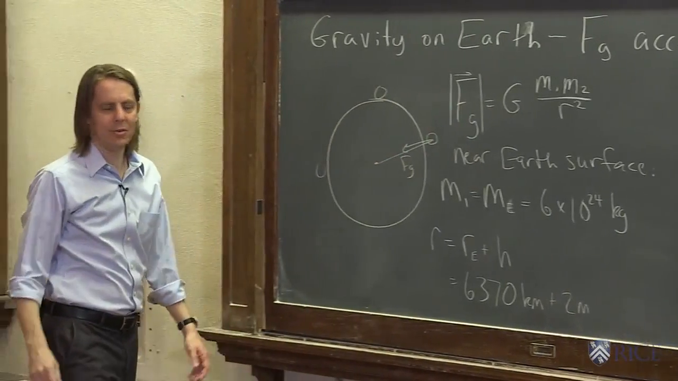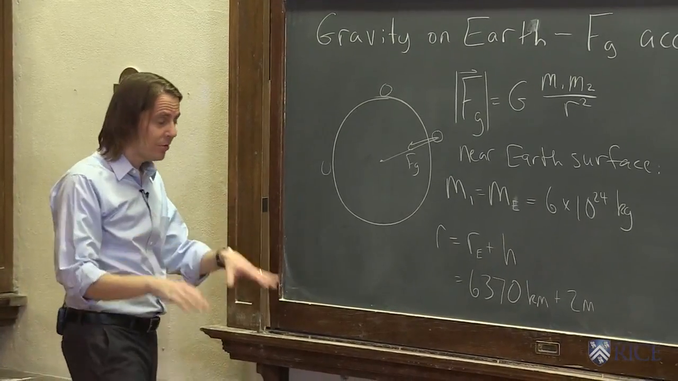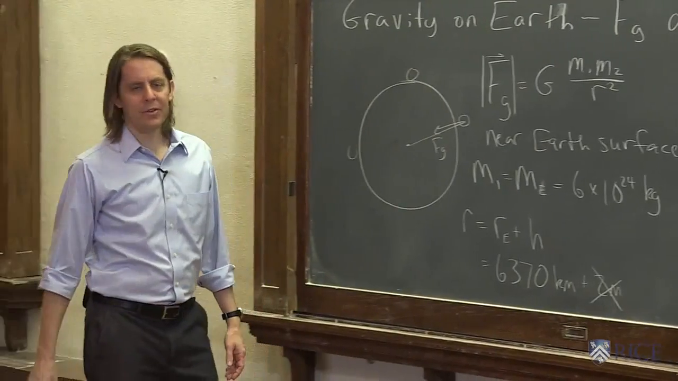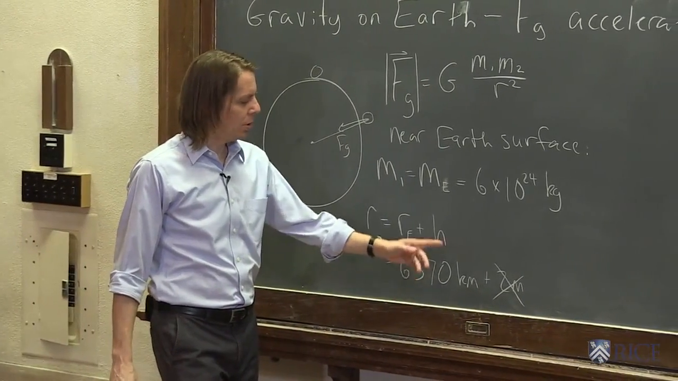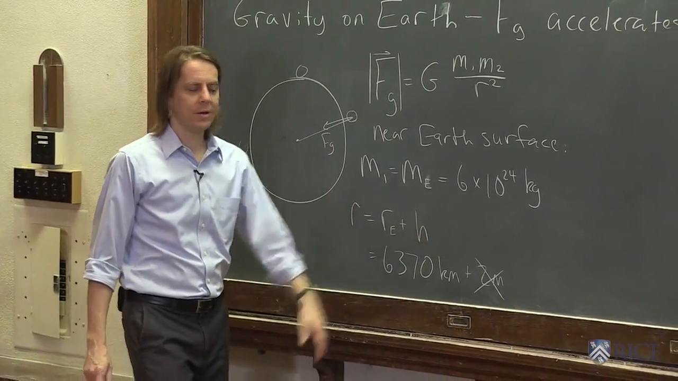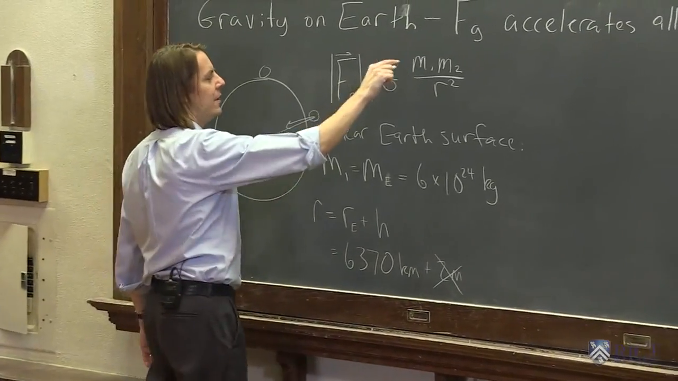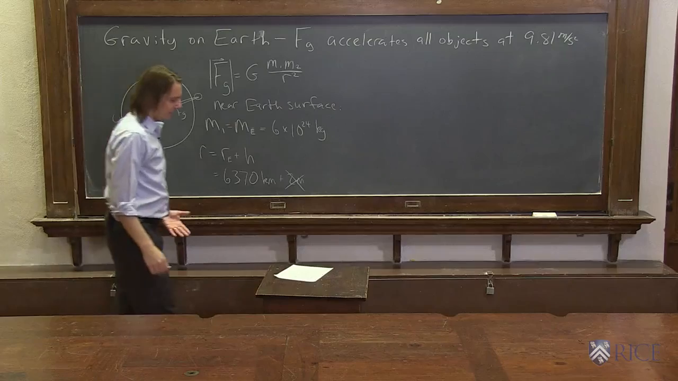And h, typically, you know, if I'm holding something up in the air and release it, maybe 2 meters, right? So usually when we're doing these problems, as long as you stay pretty close to the surface of the Earth, you don't mess with this, right? That's not going to make a difference. That would make it 6370.002, which is not really worth even writing down. So pretty much you plug in mass of the Earth here and the radius of the Earth there. And then let's see what we would get.